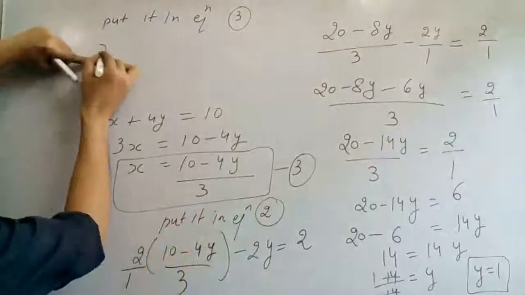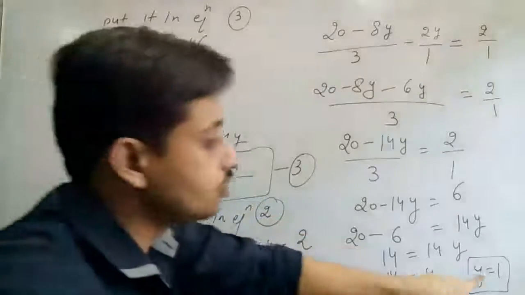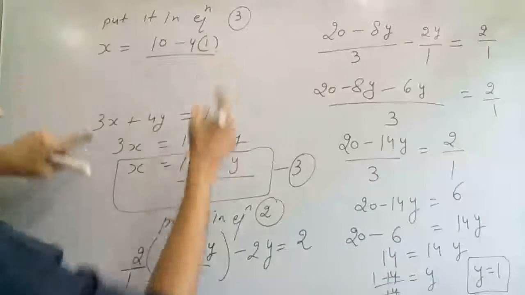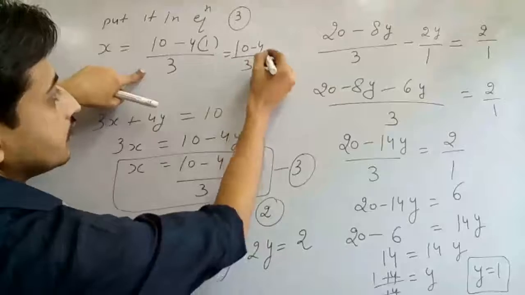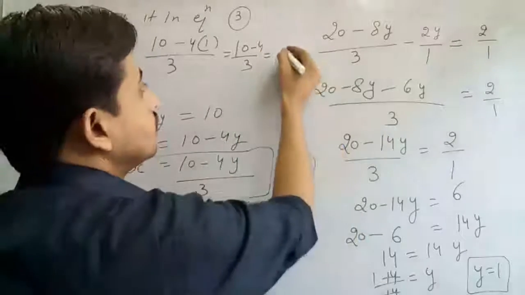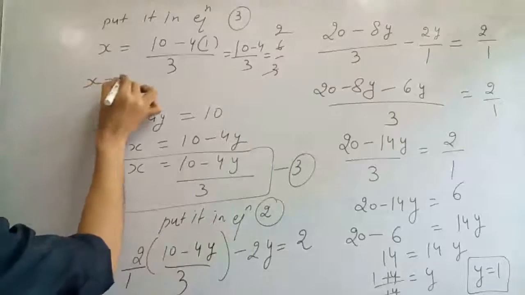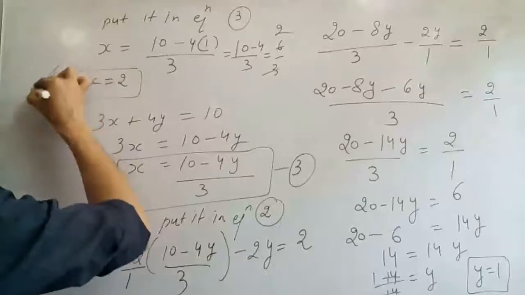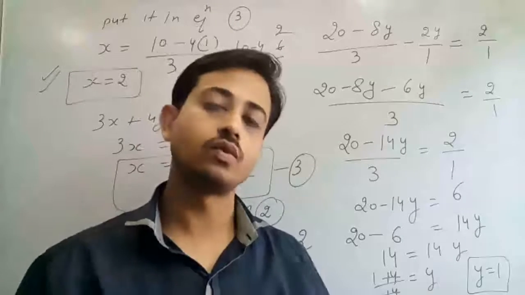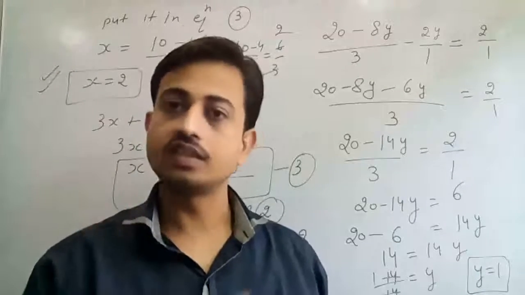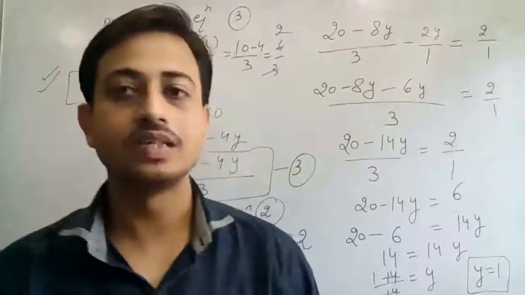What's equation 3? x is equal to 10 minus 4 into y. Now the value of y is 1, so divided by 3. Solve this. 10 minus 4 divided by 3. 10 minus 4 is 6. 6 divided by 3. 3 1s are 3, 3 2s are 6. So what do I get? x is equal to 2. So the answer is the same, x is equal to 2 and y is equal to 1. So it's your choice, you can do either substitution or elimination. But in exercise 3.4 you have to do it with both methods. Please make a note.